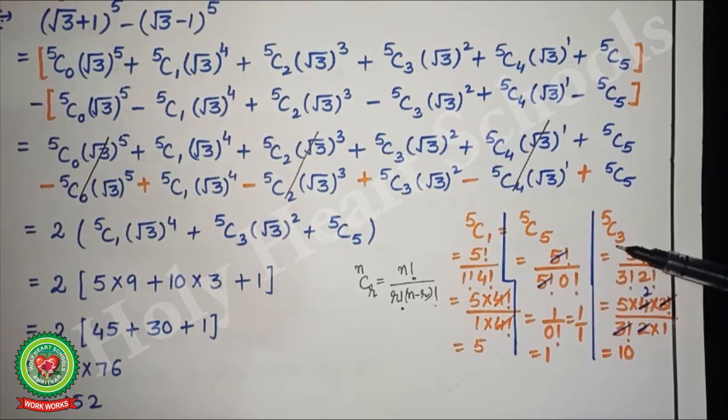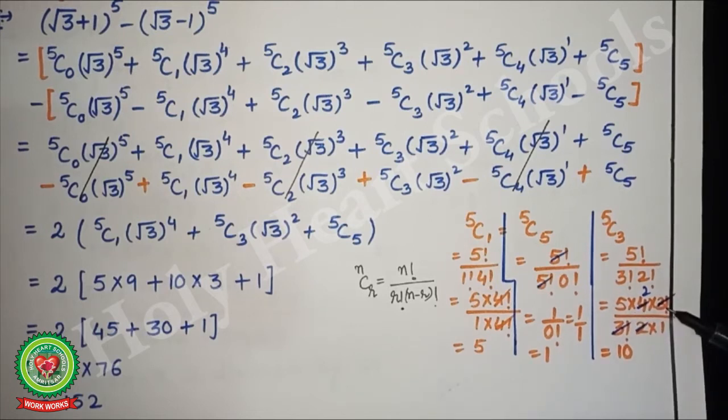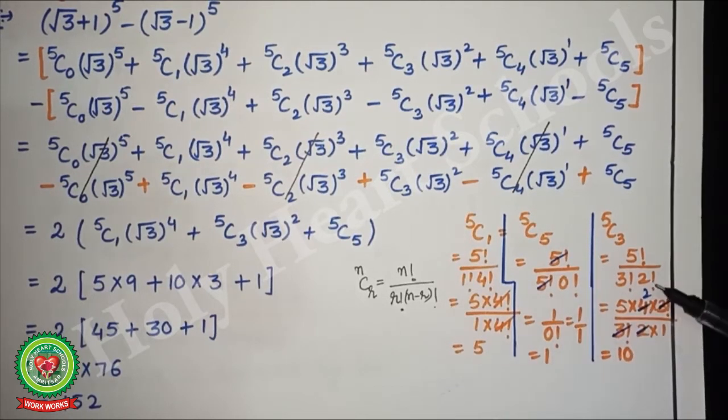Next, 5C3 is there. Again the same thing. n is 5, r is 3. So 5 factorial upon 3 factorial into 2 factorial. When you expand 5 factorial, it will become 5 into 4 into 3 factorial. Here 3 factorial cancels with 3 factorial, and 2 factorial can be written as 2 into 1. So the answer is 10.